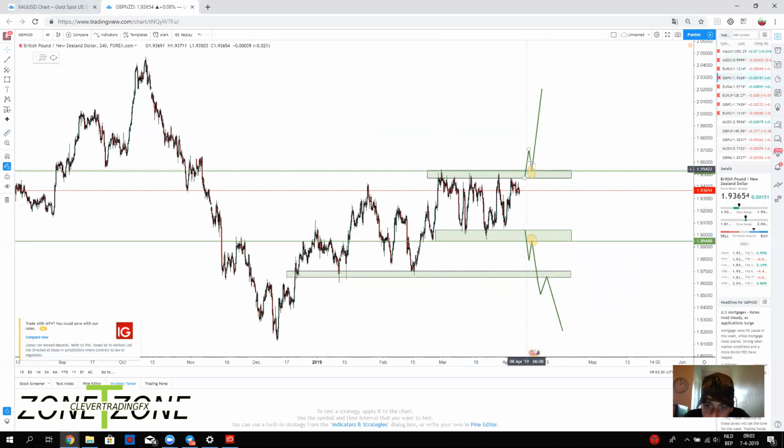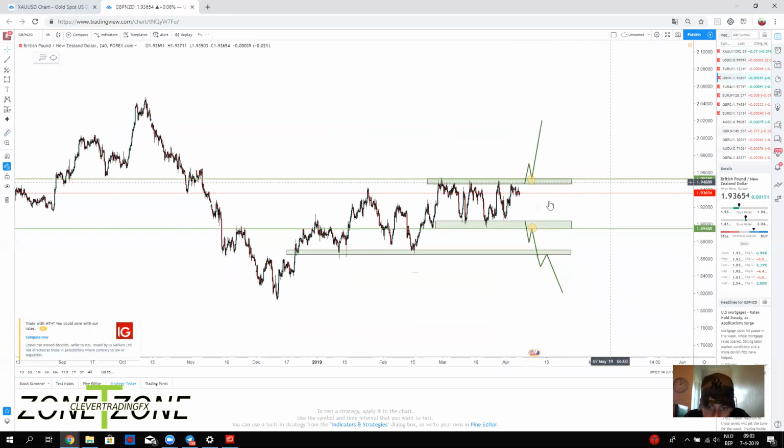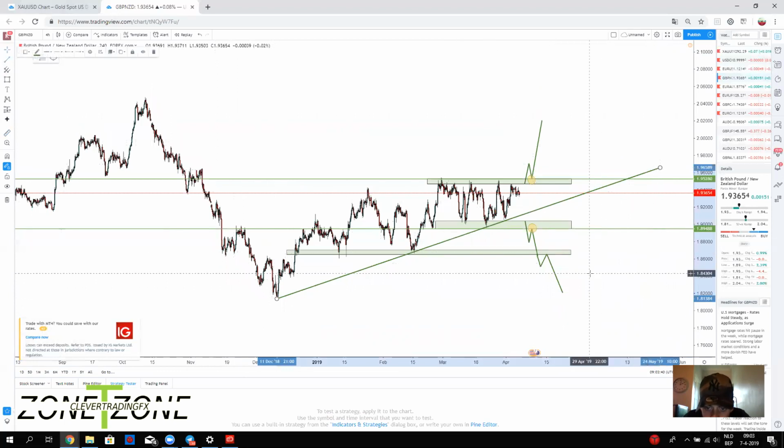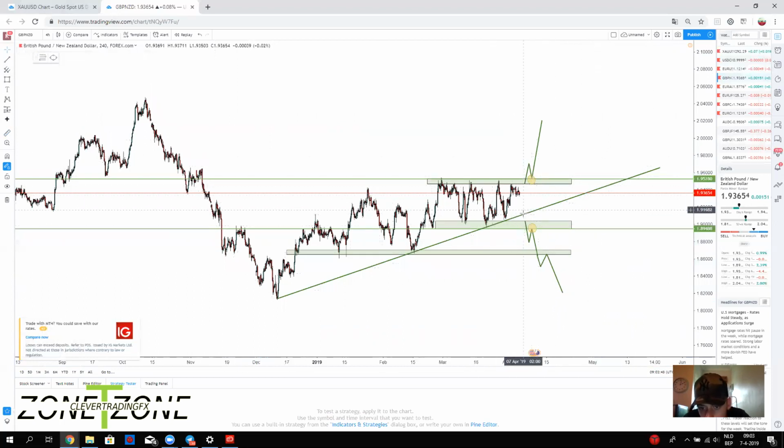So I want to see it breaking that point, retesting on it, and then up all the way we go. That's what I want to see, because we are still in an uptrend, so I'm expecting price to still shoot up. But if it happens to break this trend line, same thing, I want to see it breaking this zone again and then all the way down.